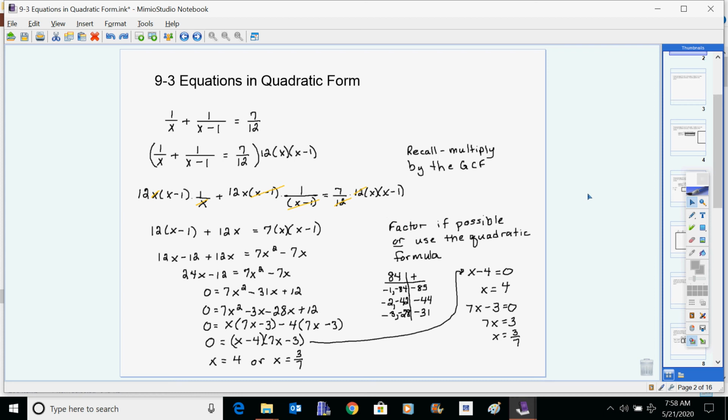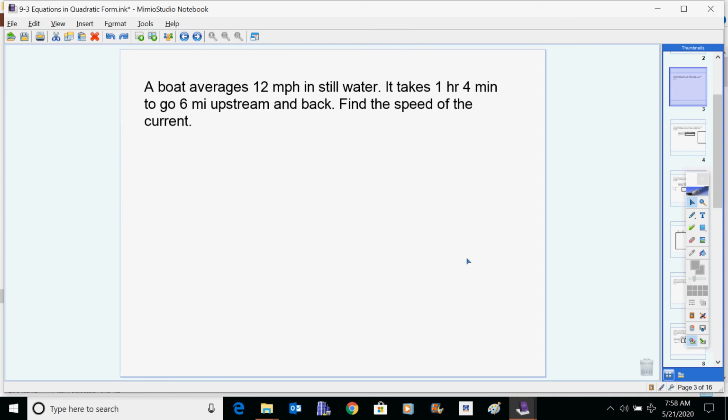Quadratics can also show up in word problems. So we want to take and dissect a couple of word problems, show where the equations can come from, and then how to solve it using quadratics. So for example, you have a boat that can go 12 miles an hour in still water. It takes an hour and 4 minutes to go 6 miles upstream and back.